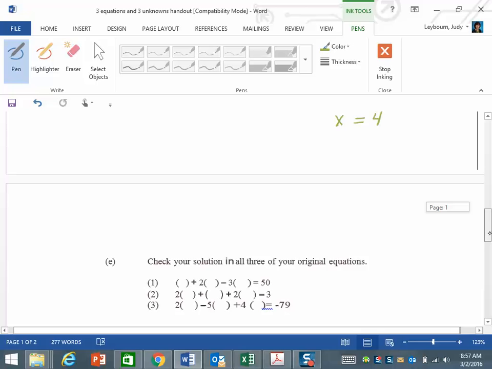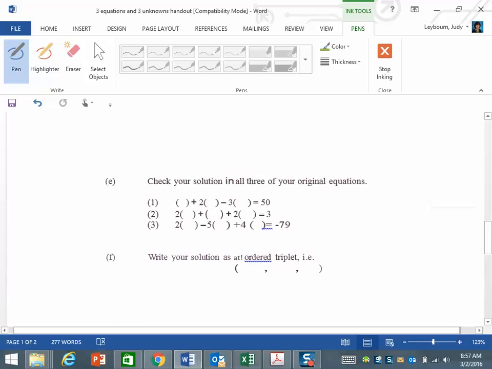Then we'll want to take our 3 solutions and plug them into all 3 equations and make sure that they make the equation true. And again, you're showing equation 1, 2, and 3. You do that either mentally or on your calculator. All 3 of them are going to check, and so we write our solution as an ordered triplet, which would be 4, 11, negative 8.